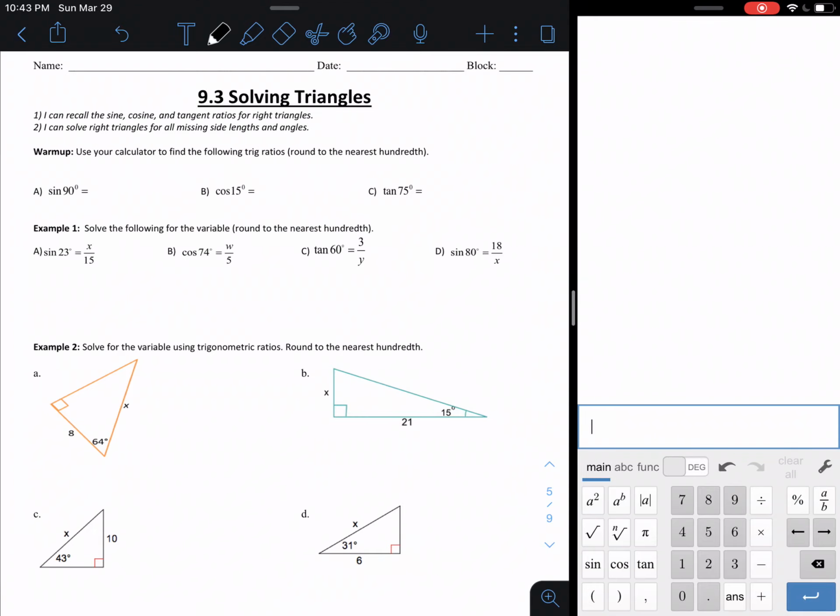This is your third and final lesson for this week. We are in section 9.3 about solving right triangles. You will need a calculator, at the very least a scientific calculator, but obviously if you've got your graphing calculator, you can do all the same stuff on it.